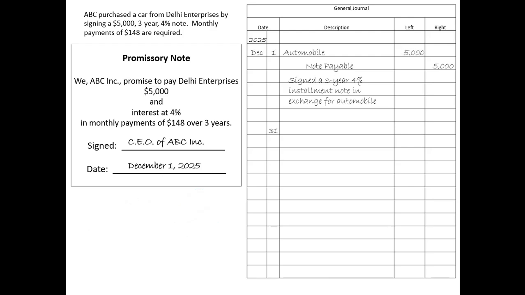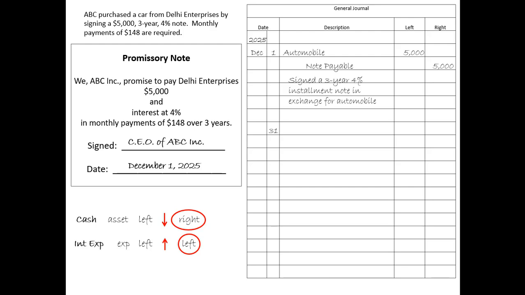The next transaction related to our note will be at the end of December when we make our first monthly payment as promised. We know cash will be affected because we're making a payment to Deli, and since our cash will be decreasing, it will be on the right side of our entry. Interest expense will be affected because by December 31st, we've borrowed $5,000 for a month, so we've racked up some interest expense. Interest expense is an expense, increases on the left, so we'll end up on the left side of our entry.